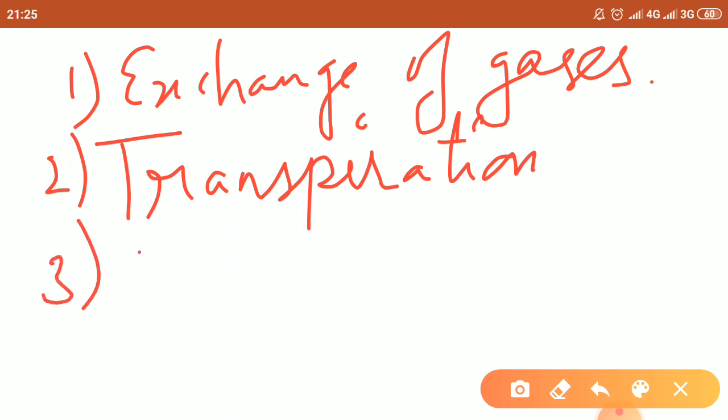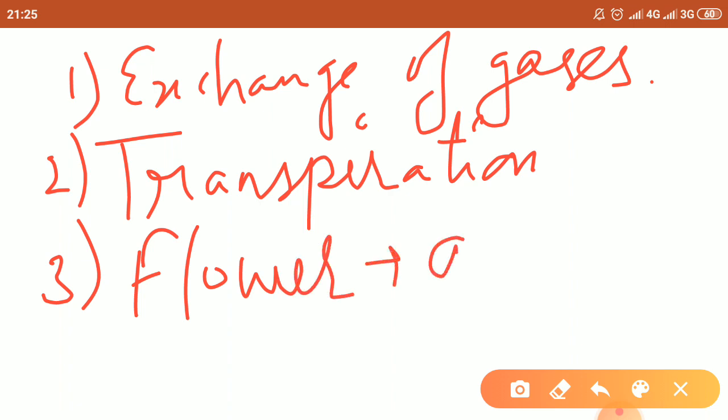Third, in the case of the flower, the aroma, the fragrance which we are able to feel, to sense, that is because of diffusion, as the concentration of that particular chemical which is giving fragrance to us is more inside the flower, and it diffuses into the environment.